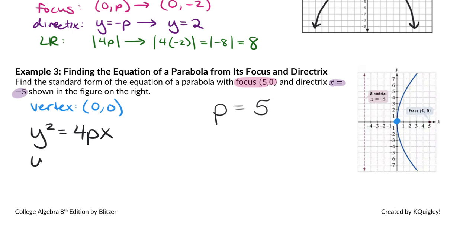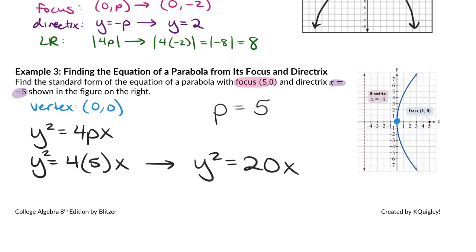So all I have to do is plug in the p-value here. So this is y squared equal to 4 times 5x, which if we just do that quick little math, is going to be y squared equal to 20x. And boom, that's it. You can find what the value of p is, which from a graph is really easy. You just count. We'll be good to go.